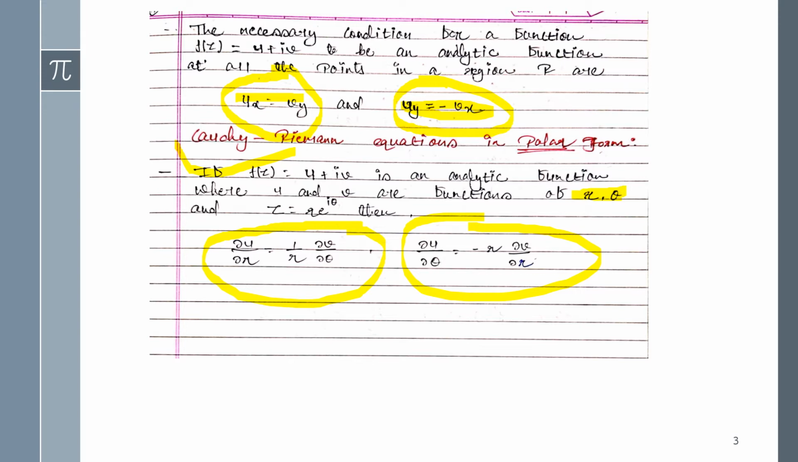If r and theta are not given there, then we can't say anything about the polar form. So u and v will be given in the form of r and theta. Then del u upon del r will be 1 upon r into del v upon del theta, and for the other one, del u upon del theta will be minus r into del v upon del r.